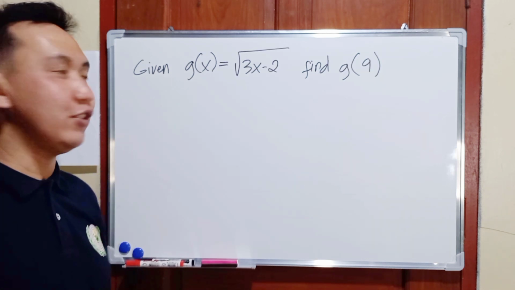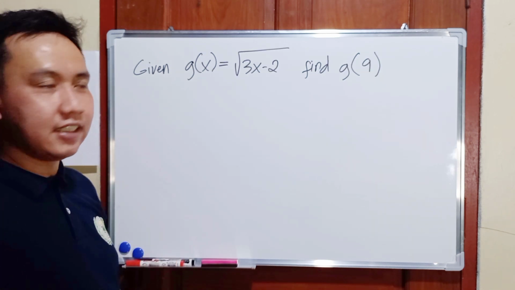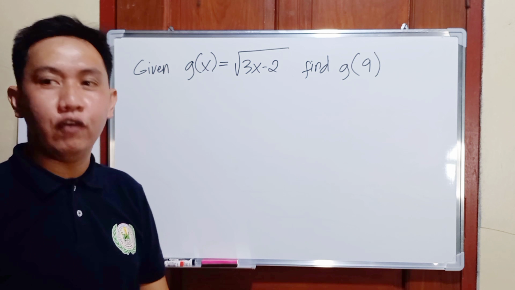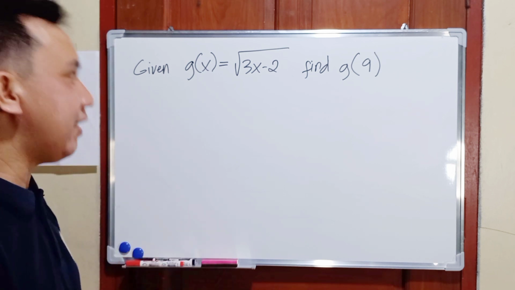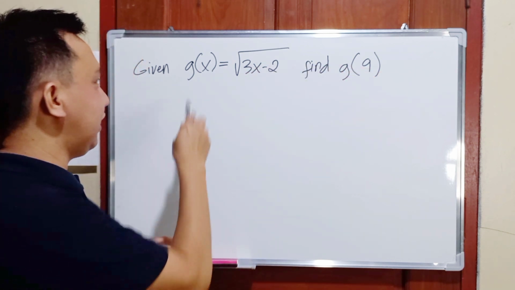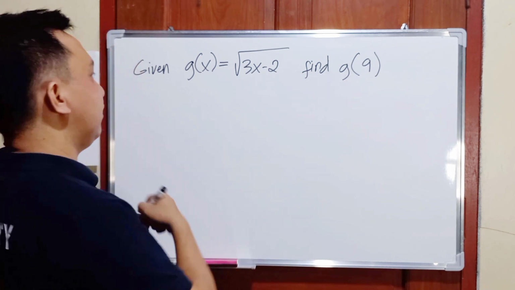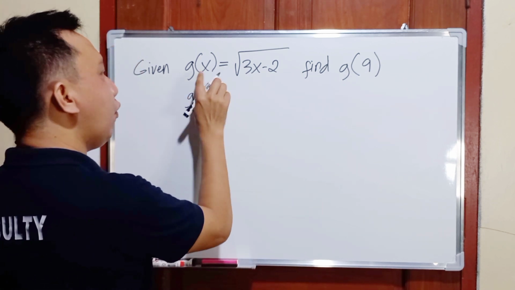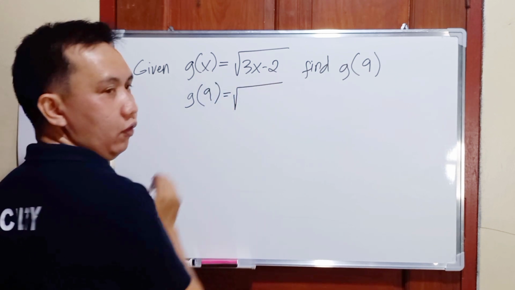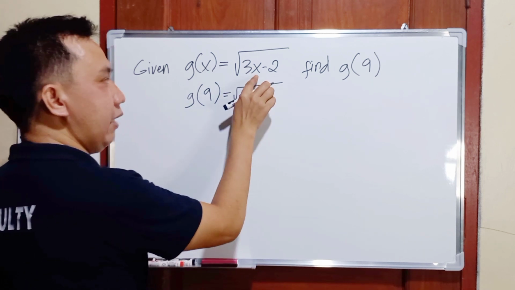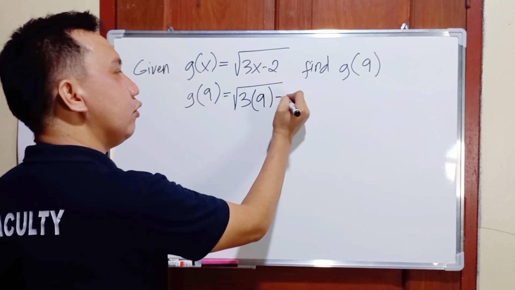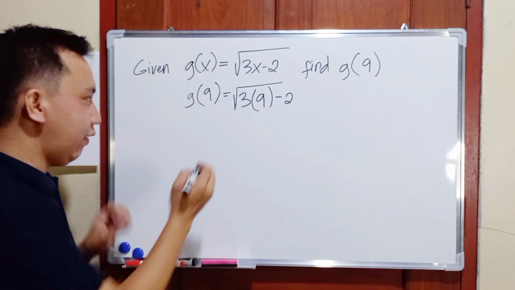So, another example naman po tayo. Given g of x is equal to square root of 3x minus 2. Find g of 9. So, the same pa rin ang process niyan. Kukopyahin lang natin to, isa-substitute natin ang value ng ating x by 9. So, g of 9 is equal to square root of, kopyahin ang ating 3, meron tayong x, substitute by 9 minus 2.